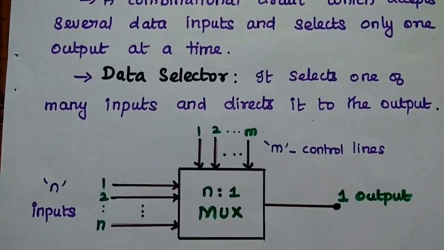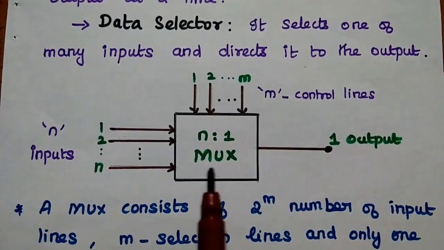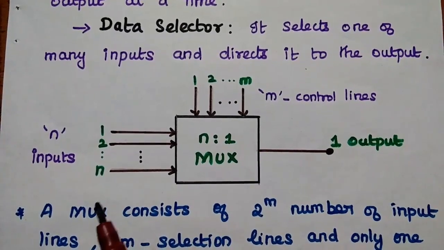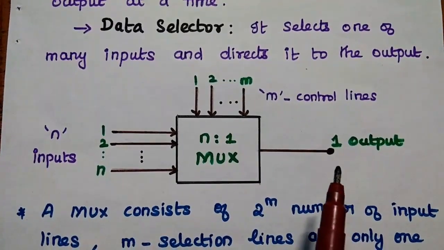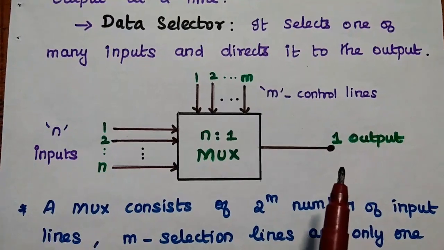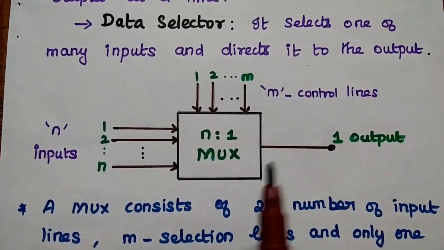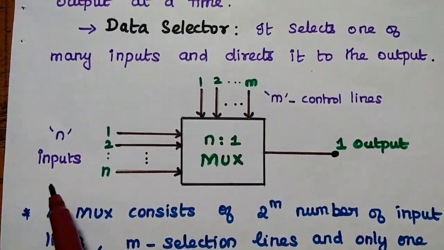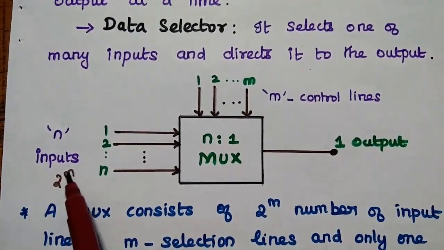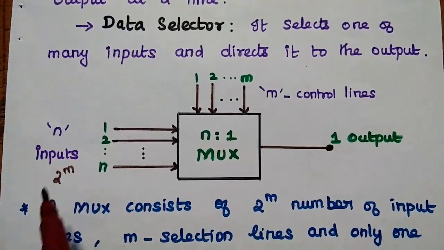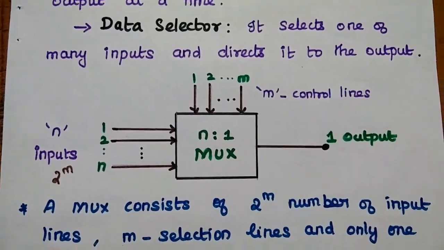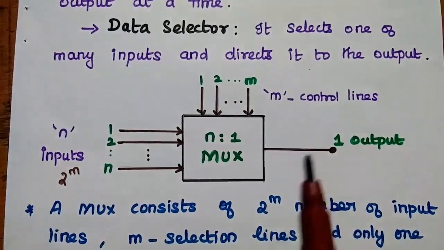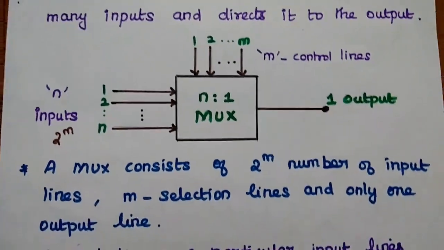This is the general diagram of MUX n is to 1. Here we have n number of inputs, but there is only one output. That one output can be selected by using some control lines. So if there are 2 power m inputs, then we need m selection lines or control lines which are going to select the only one output at the output side.